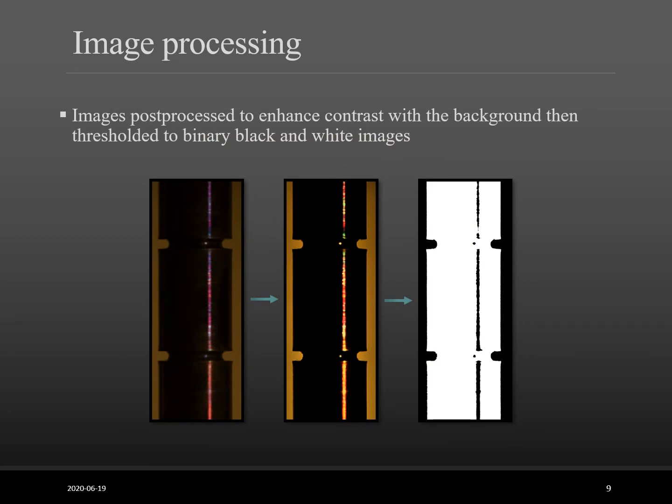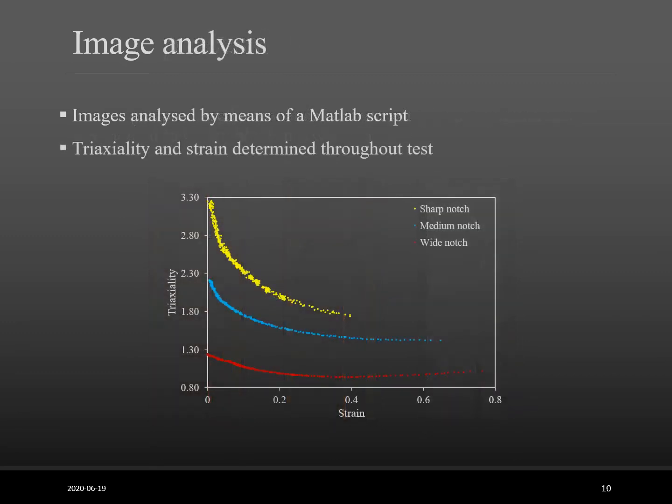The images taken in the tests were first post-processed to enhance the contrast between the specimen and the background. The images were then thresholded to give binary black and white images. This allowed for clear determination of the specimen edges and subsequently the specimen width. The images were analysed using a MATLAB script to give values for the strain and triaxiality throughout the test.